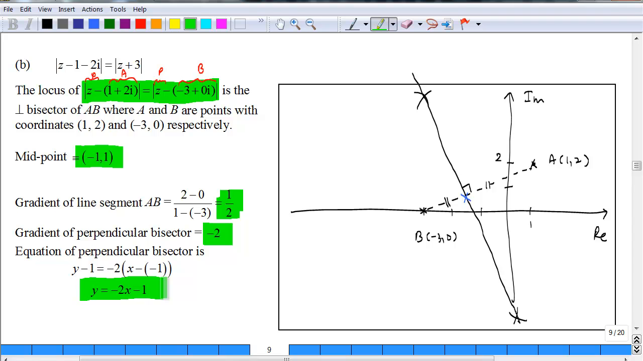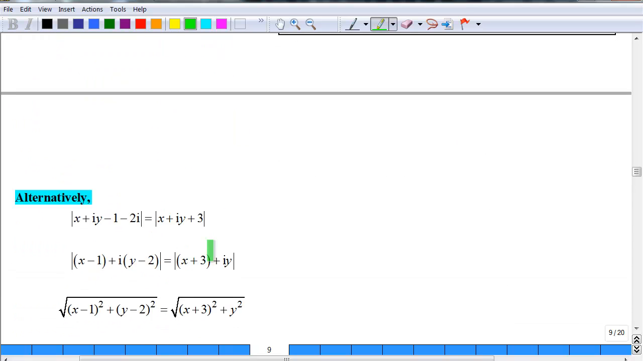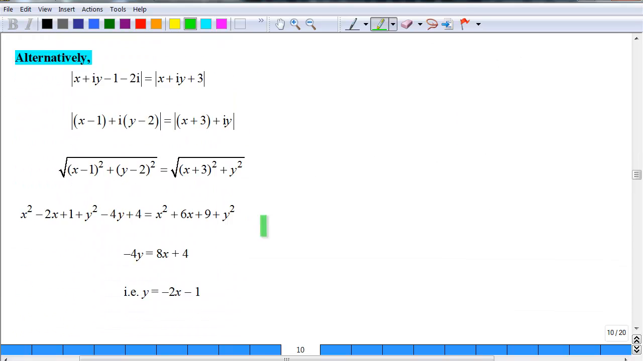As in the previous example, you can also do it in the alternative way, by converting the variable complex number into the x plus iy form, and simplify it so that you can get the same equation.